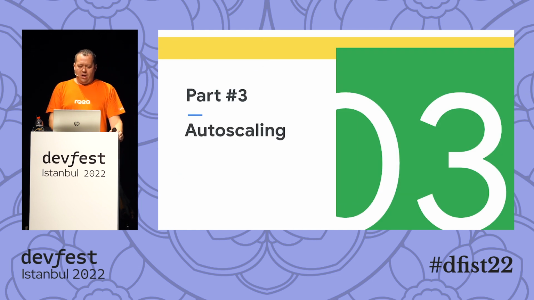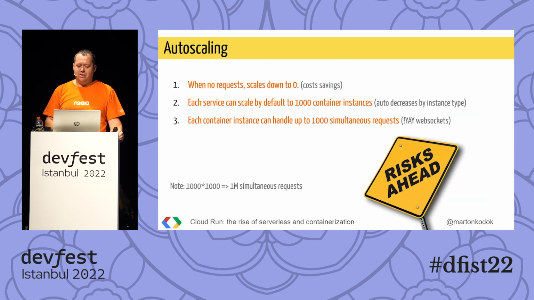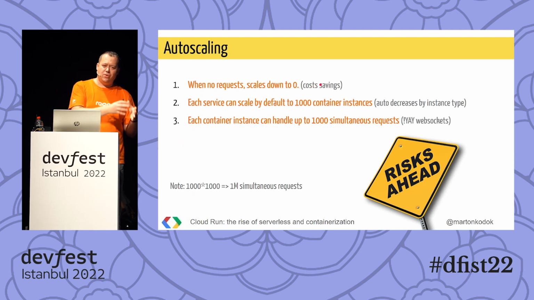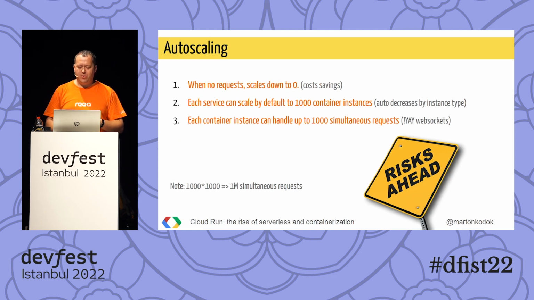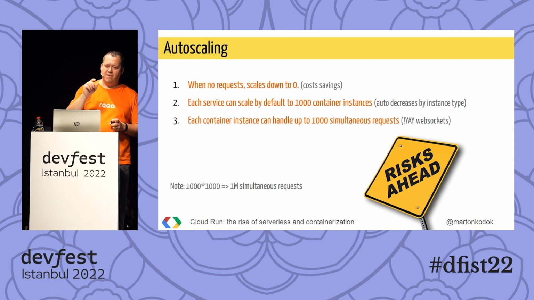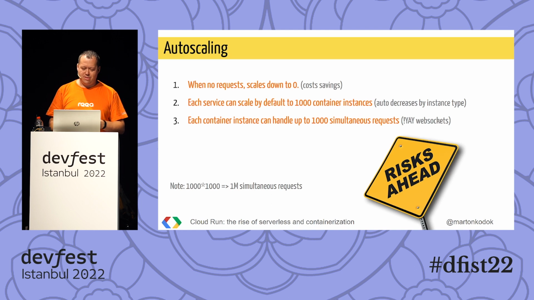Auto-scaling, briefly: when there is no request, it scales down to 0. So essentially, not scales down to 1, scales down to 0, which is a great feature to have. You can have up to 1,000 container instances. If you increase the instance types, this is halved. So if you use, for example, a 60 gigabyte, 60 CPU system, the number of container instances you can start is halved, so 500 and so on, just to save you from problems we will see later. Essentially, you can do 1 million simultaneous requests without any additional work.